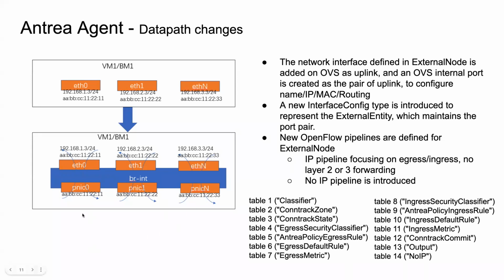One more I want to mention is that since we are focusing on the egress and ingress, we still use OS contract, but only one OS contract zone is used to maintain the connection state. That's the one thing I want to mention for the security part.